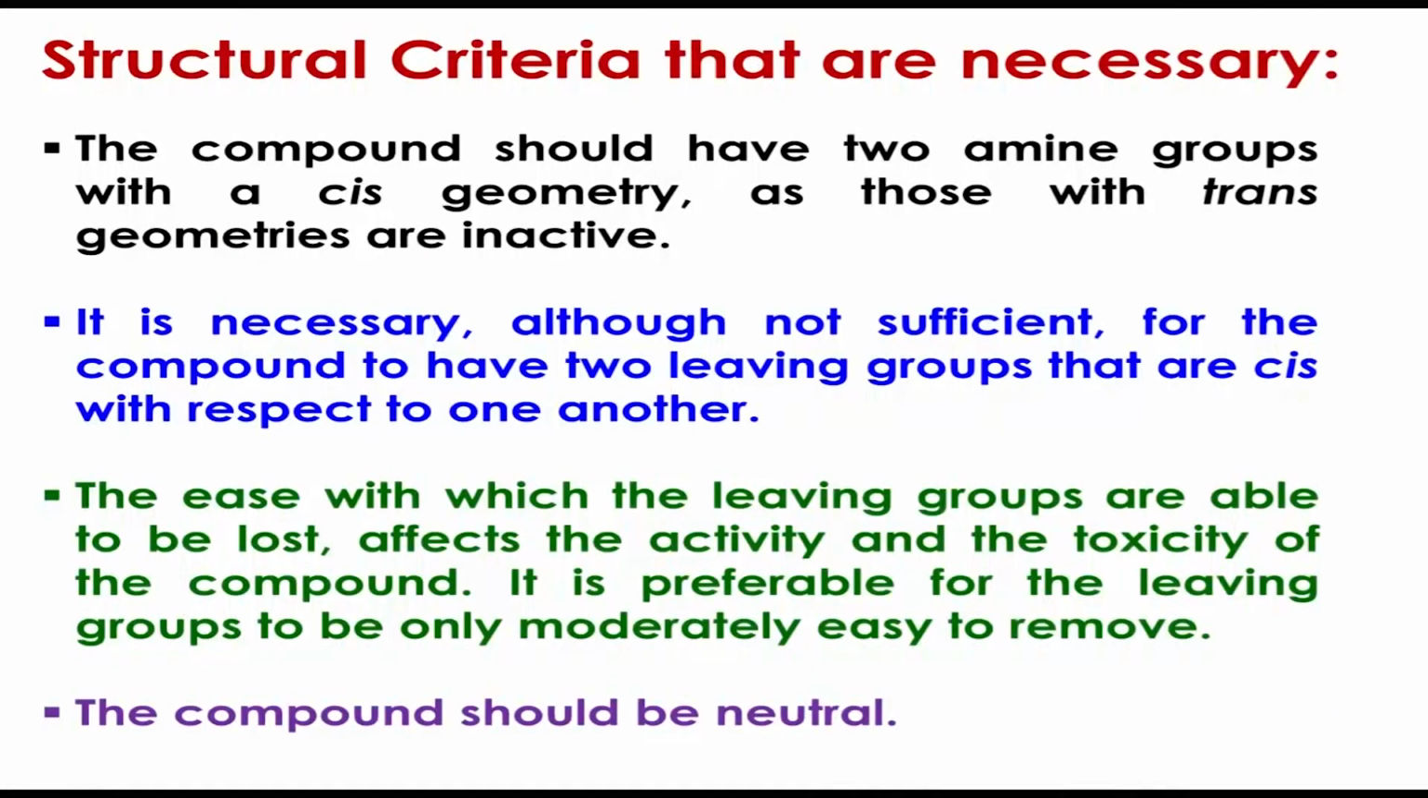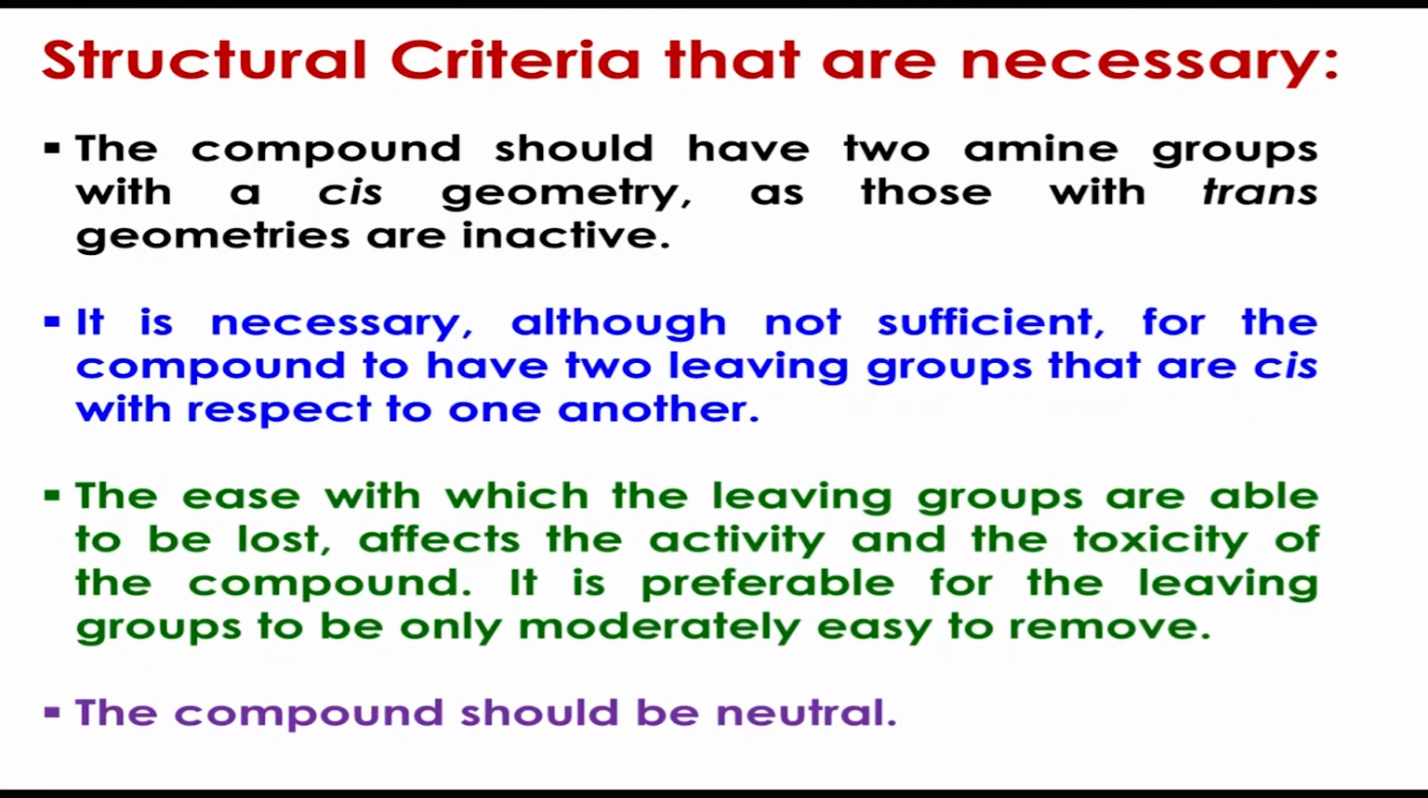principle. Now, in order to minimize this toxicity, lots of people are trying to make new molecules, and there are certain structural guidelines one should follow before designing a platinum based drug. The compound should have 2 amine groups with a cis geometry, as those with trans geometry are completely inactive. It is necessary, although not sufficient, for the compound to have 2 leaving groups that are cis with respect to one another.